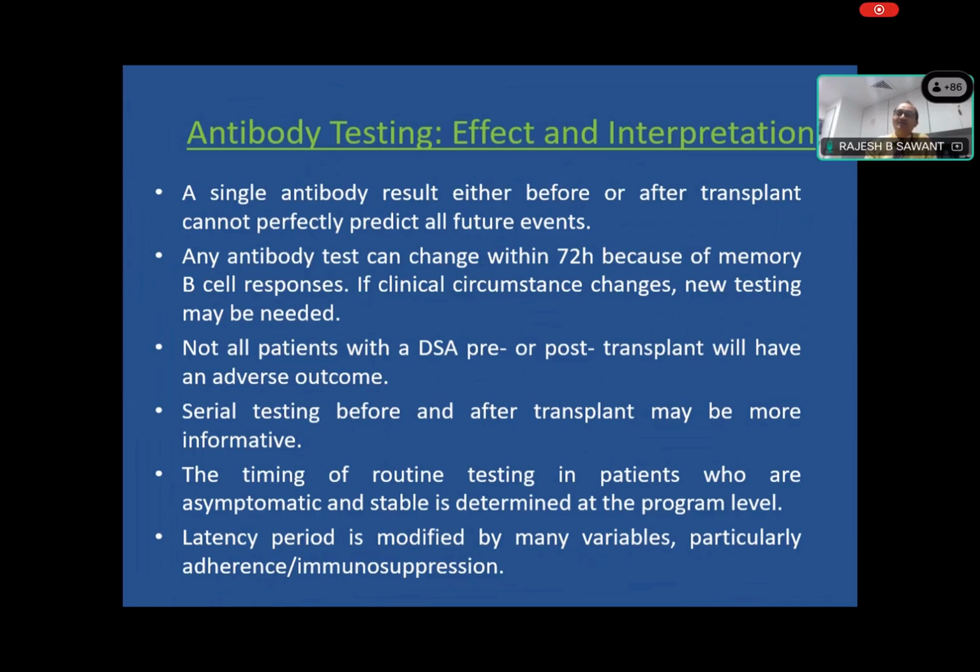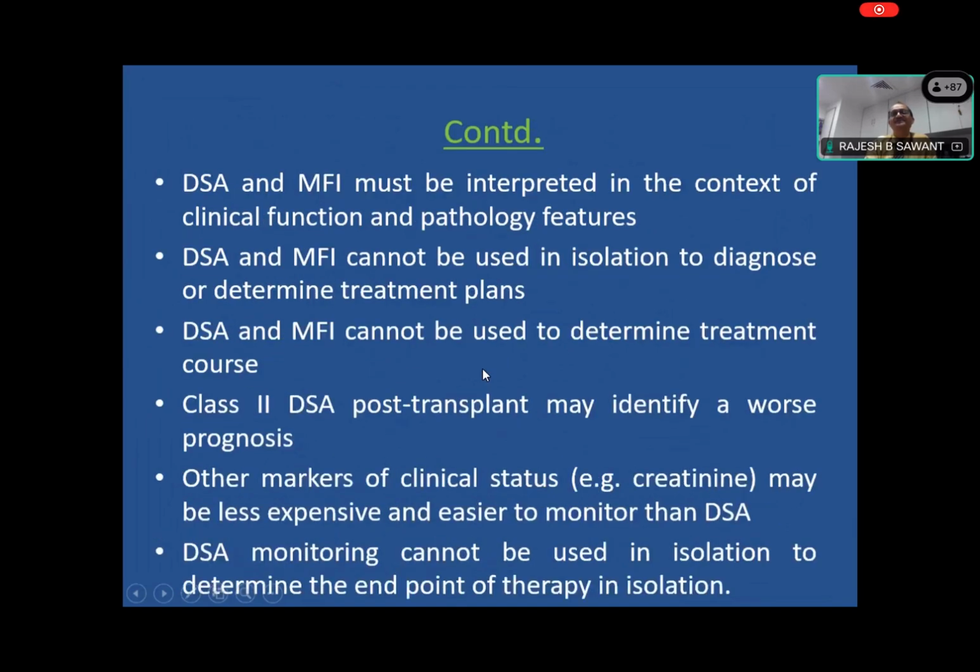Then not all patients with DSA pre or post transplant will have an adverse outcome. So don't panic. Serial testing, as I said, before and after the transplant will be very informative, and the timing of routine testing in patients who are asymptomatic and stable is determined at the program level. That means at the institutional level. Latency period is modified by many variables, particularly adherence to immunosuppression. So follow-up of the patient will be very, very useful in all the post-transplant cases, right?